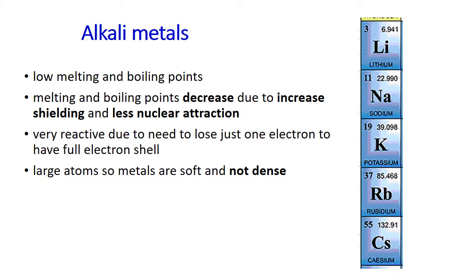Okay, so I'm just going to look at a few examples of different groups and their properties. Okay, so alkali metals, they have low melting points and boiling points. And the reason for this is due to increased shielding and less neutral attraction between the associated metals. They're very reactive because they want to lose that one electron from their valence shell, and they are large atoms, so they're soft and very dense.